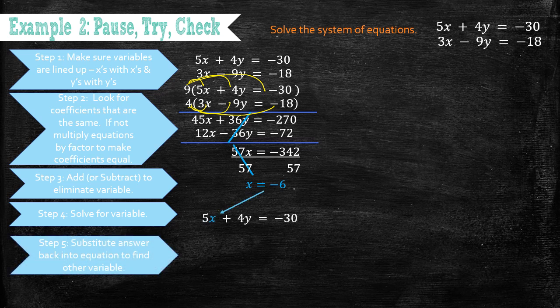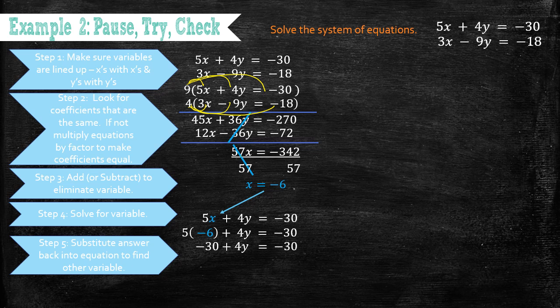Now we know that for that last step, we take that answer and we substitute it into one of our equations. Again, I picked the first equation and I just plug it in. So I plug in -6 for x. 5 times -6 is going to give me -30 when I simplify. And now I solve for y.